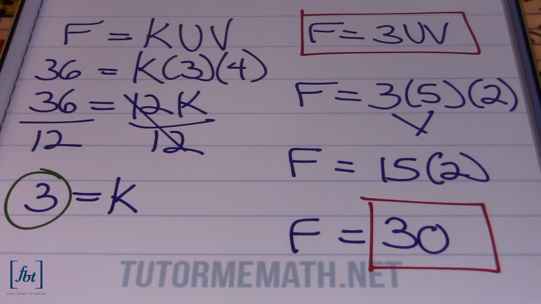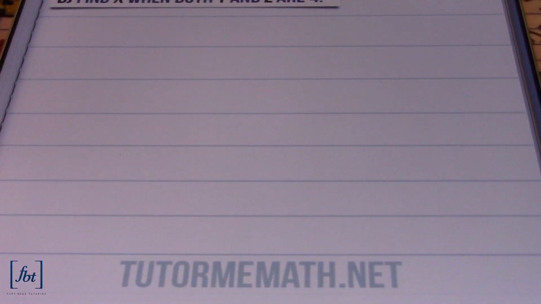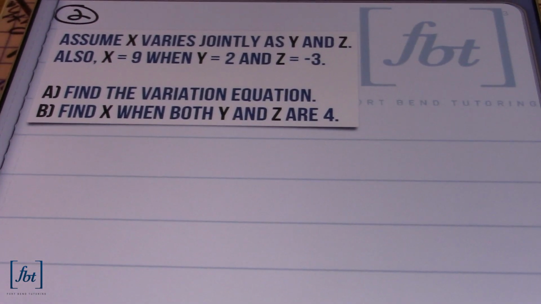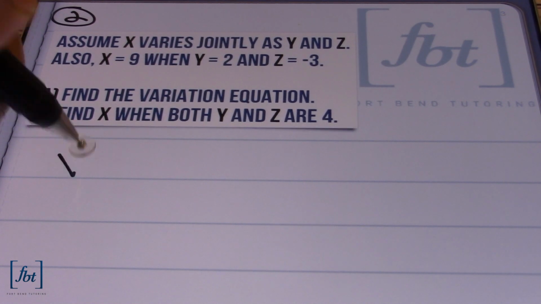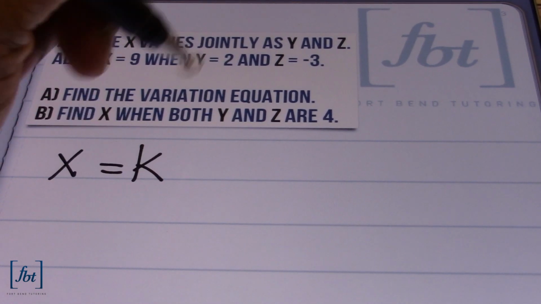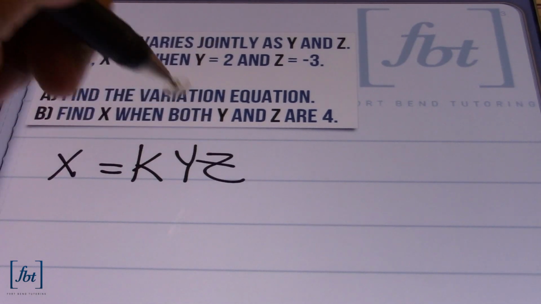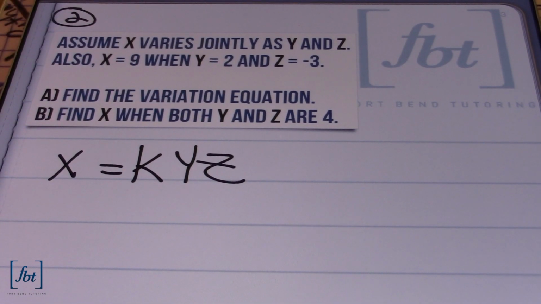Let's move on to the next problem. Problem 2 says, assume x varies jointly as y and z. So let's go ahead and set that up for now. We'll write our equation as x equals k times y times z. That's a z, by the way.